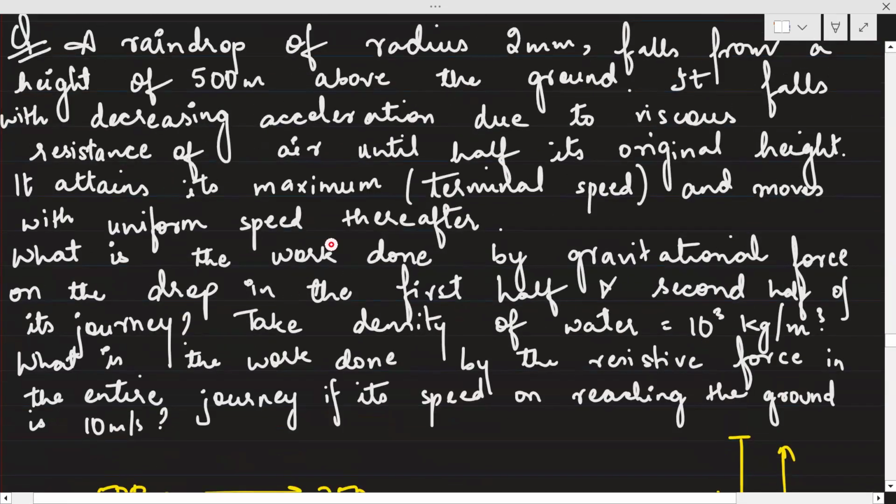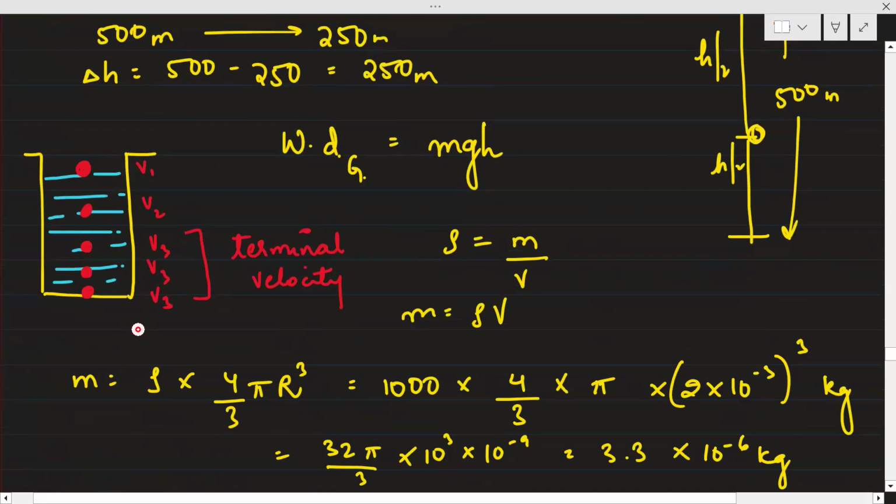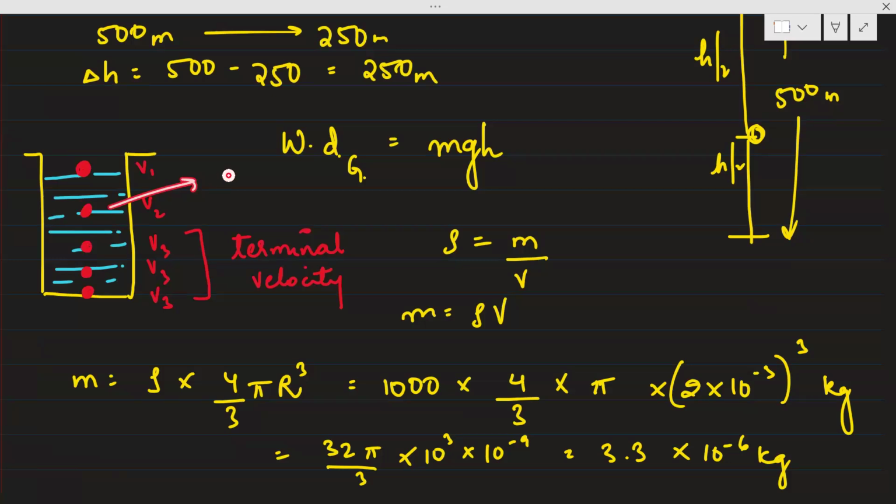Now, it says we have to calculate the work done by the gravitational force. First of all, what is the terminal velocity? Basically, whenever you have a body which is moving in a resistive medium, like a viscous medium, honey, glycerine, a thick medium, initially the velocities are different, but at a point the velocity that is attained becomes constant. It does not change. That is known as the terminal velocity.